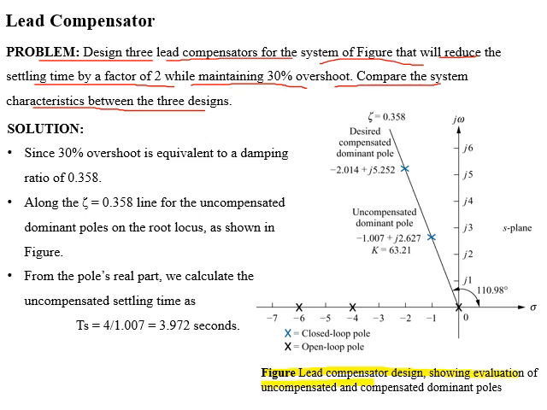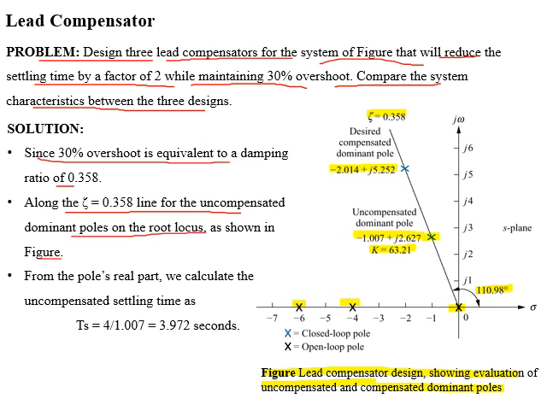And for overshoot of 30%, we will find the value of damping ratio zeta, which equals 0.358, and for this, we will draw a line of constant damping ratio zeta, which will have an angle of 110.98 degrees. Now along the line of constant damping ratio, we will find the point where the root locus will intersect this line.